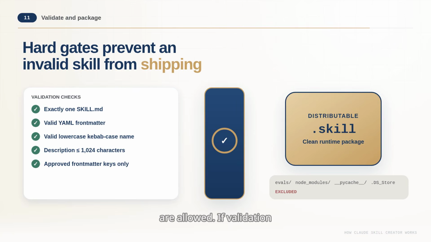If validation passes, the packaging script creates the distributable .skill archive. Development clutter, such as root-level evals, node modules, Python cache files, and operating system metadata is excluded. The package should contain only what the skill needs to operate.